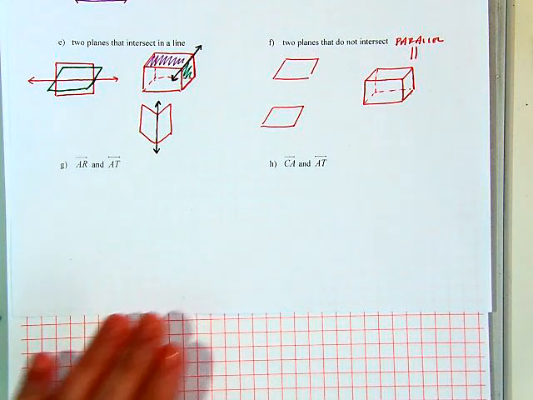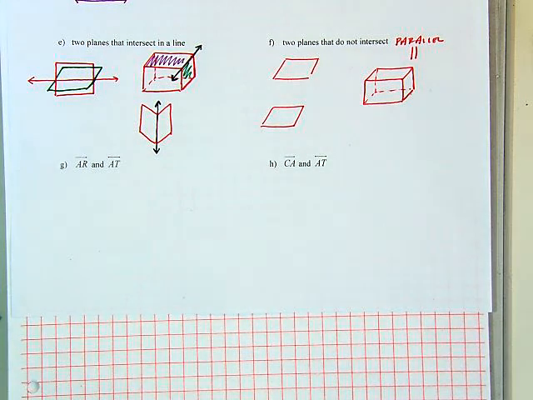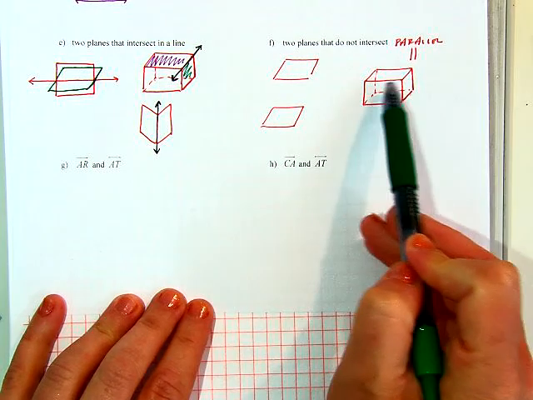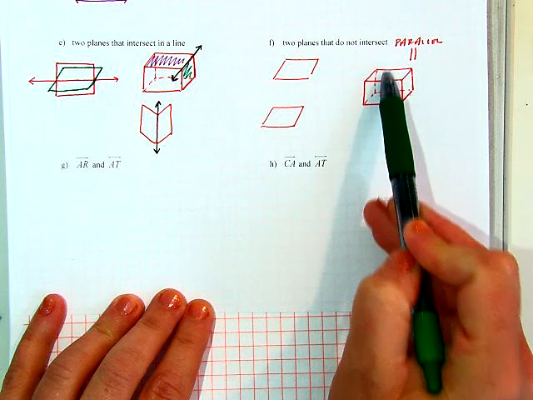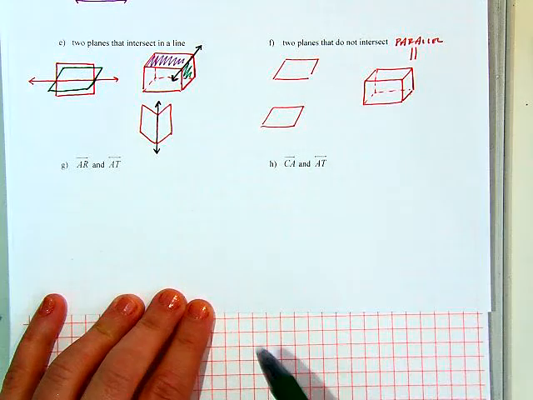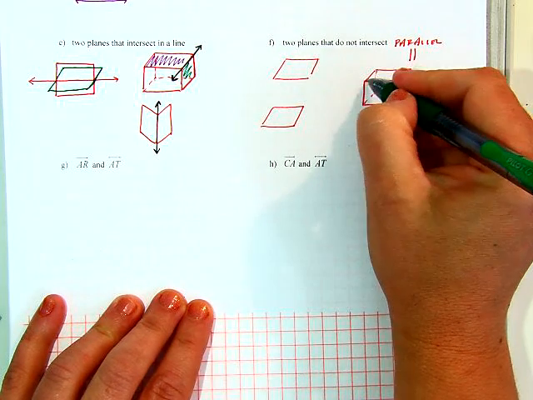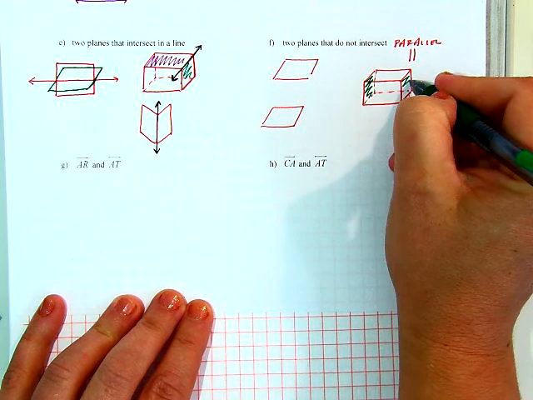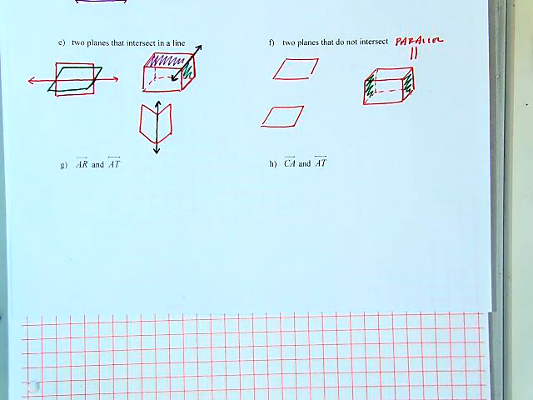And then I can just shade in any opposing faces. So again, it could be these two, left and right. Could be top and bottom. Could be front and back. All of those would work. I'm just going to shade in the left and right hand sides like that. Those would be parallel planes. They're never going to cross. They're never going to intersect.